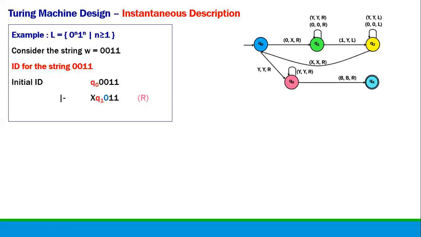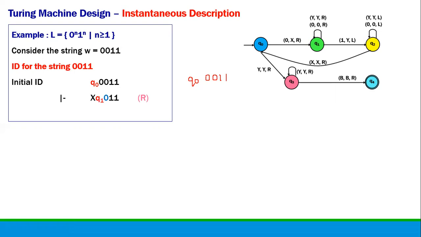Now from q0, what am I reading? I am reading 0. q0 upon 0: what am I doing? I am changing the state, and where am I moving to? Right. Correct. So my current state is q0, and I will change 0 to X. I think I can write it here. So my current state is q0, and my symbols are 0011.